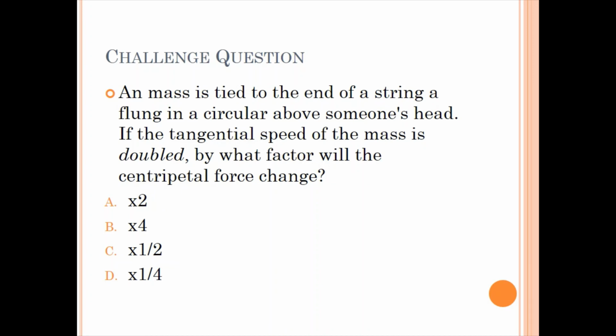If you pick double, times 2, that would be incorrect. It's times 4 because the v is squared in the equation. So you've got to square the factor. Doubled is times 2 squared, which is times 4.